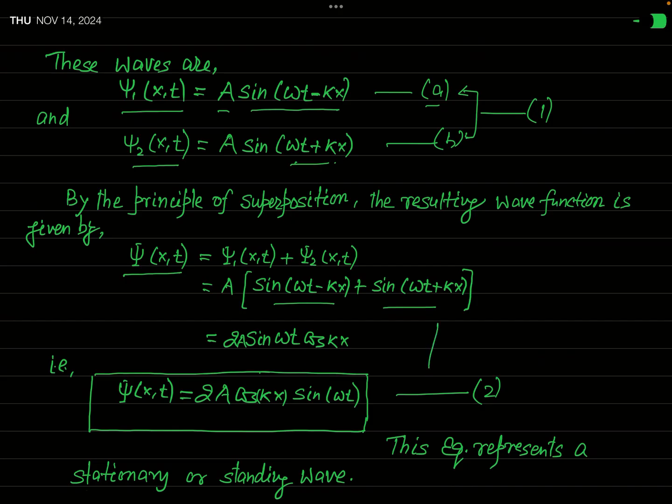Now you can simplify this result by using the trigonometric formula for sine C plus sine D. And you know this sine C plus sine D is what? This is 2 sine of (C plus D) divided by 2 into cos of (C minus D) divided by 2, or D minus C, because cos of minus theta is equal to cos theta. So when you apply this formula here, in place of C you can take omega t minus kx, in place of D you can take omega t plus kx, then you will get psi equal to 2a sine omega t times cosine of kx. It is very easy mathematics. So finally we find that psi of x and t is equal to 2a times cosine of kx times sine of omega t.